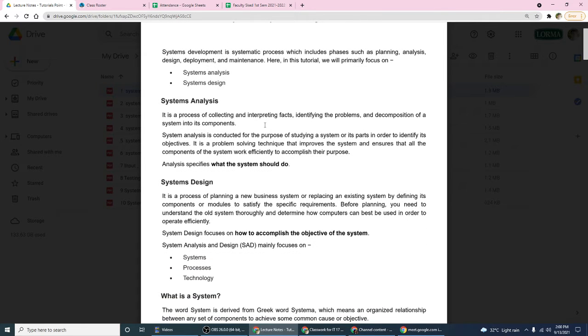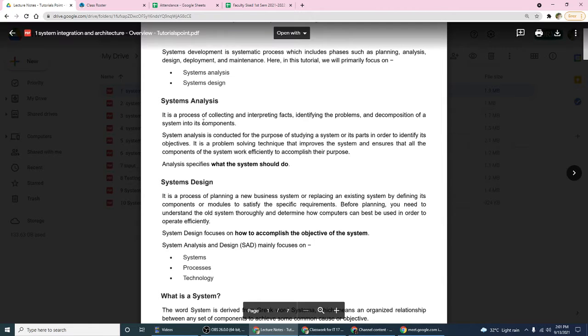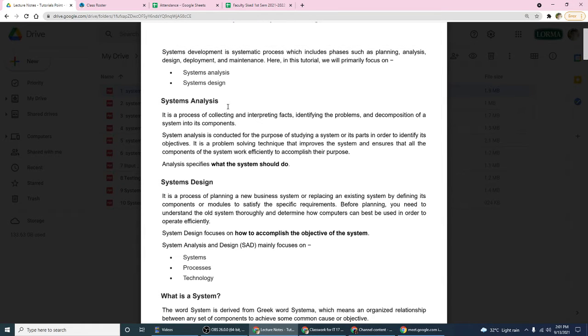So what is systems analysis? Systems analysis is the process of collecting and interpreting facts, identifying the problems, and decomposing a system into its components. Like I said, when you're creating a system, you should know the problems. You have to identify the problems, and then from that problem, identify also the solution for that system. To do that, you have to analyze first in order for you to come up with a solution.